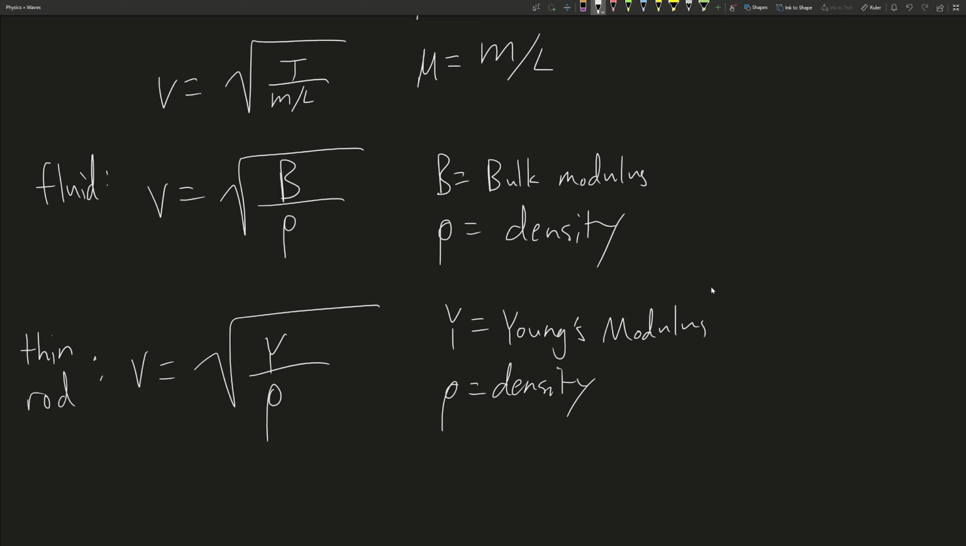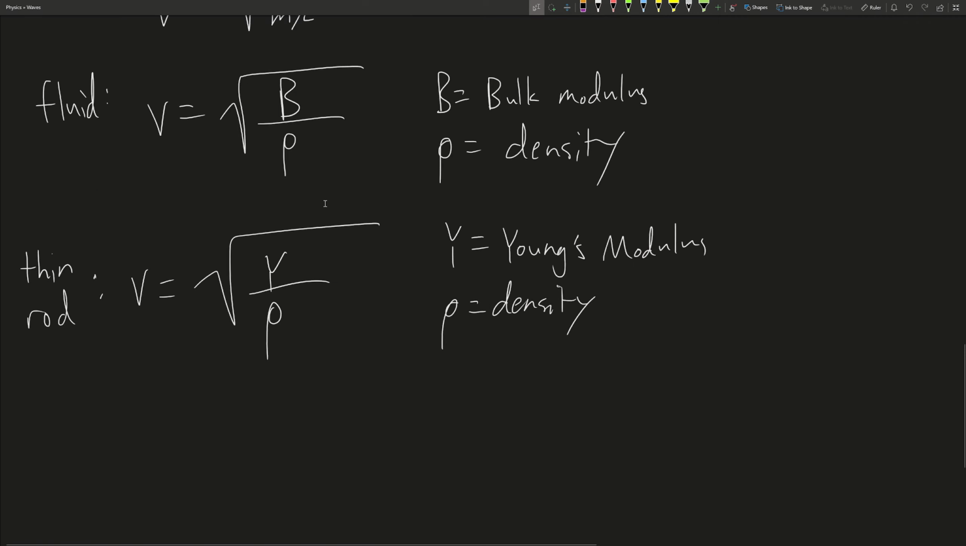I'm pretty sure it's stress over strain, which is how much the material compresses based on how much force is applied onto it. For a rod, strain is like force over area, and then stress is like deformation, almost. But that's just another property of a material.